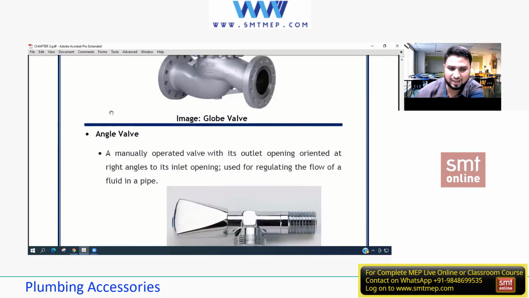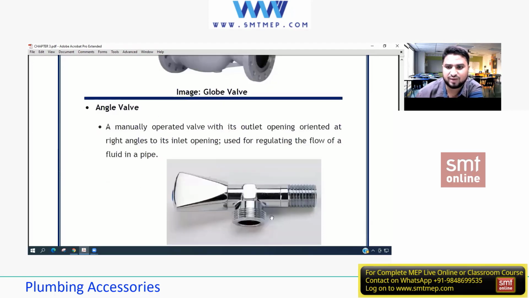Okay. Next is the angle valve. This is the valve you can see below the laboratory, and the same valve is installed at the faucet, what we have discussed. Yes or no? For example, if I slightly tilt it, I'll get the pressure required, or more than enough, to serve the purpose.